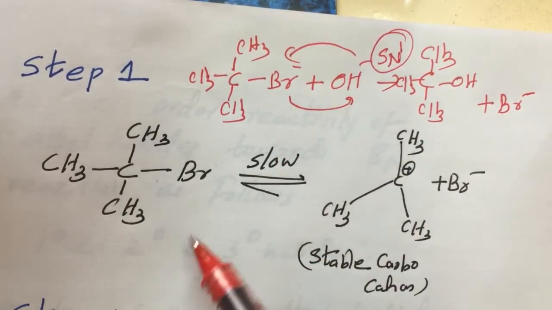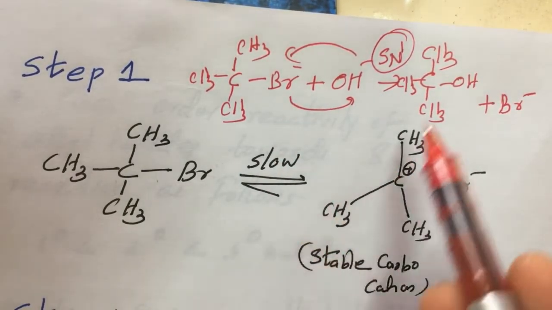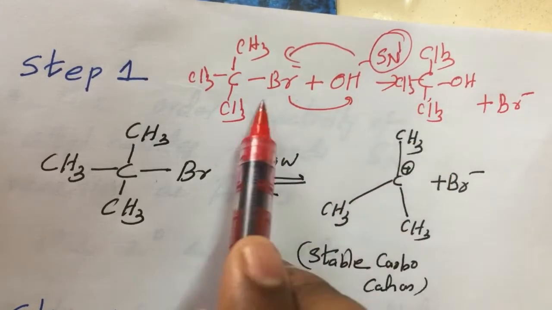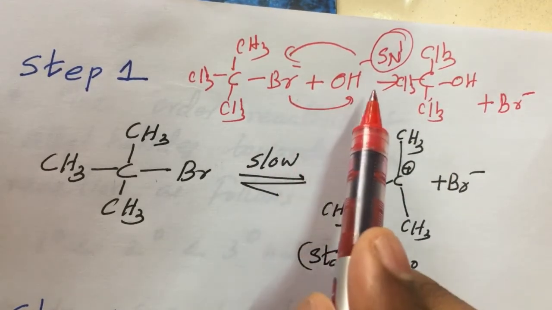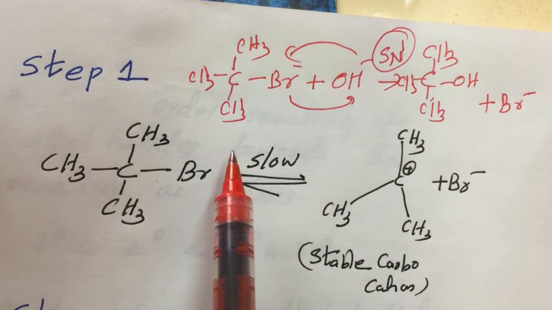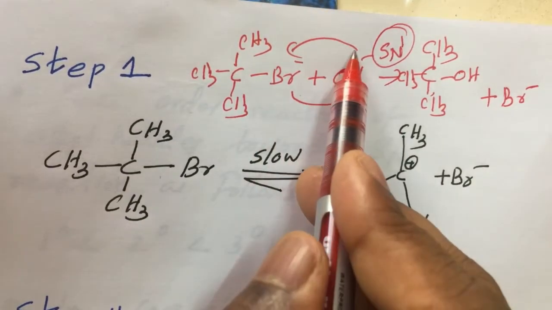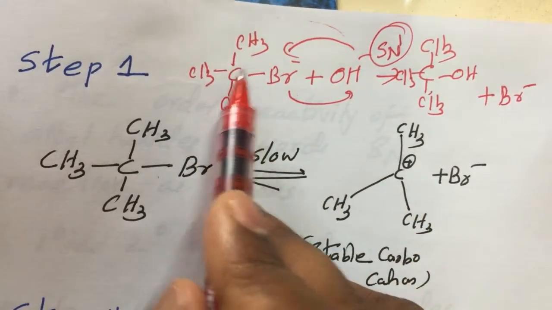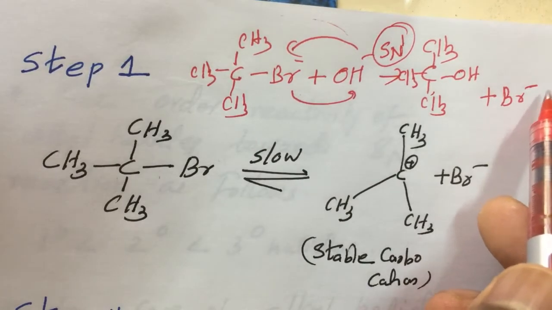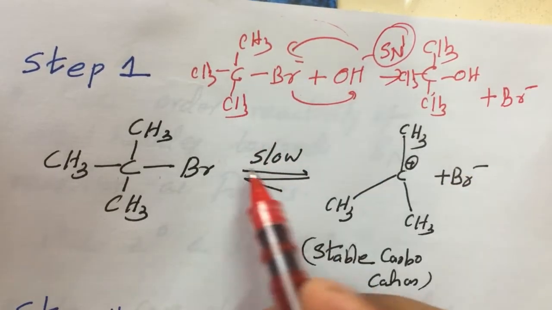Now let's see what the SN1 mechanism is. This reaction mainly takes place in two steps. But in SN2, OH minus attacks from the backside and the product forms in a single step, as I already mentioned. In SN1, there are two steps.